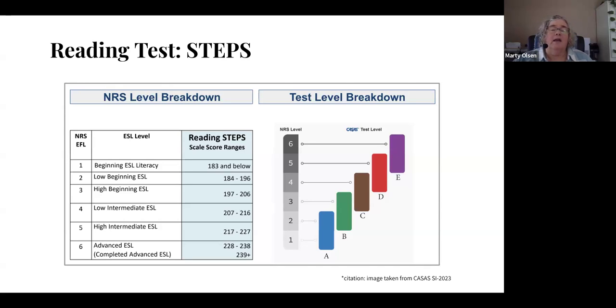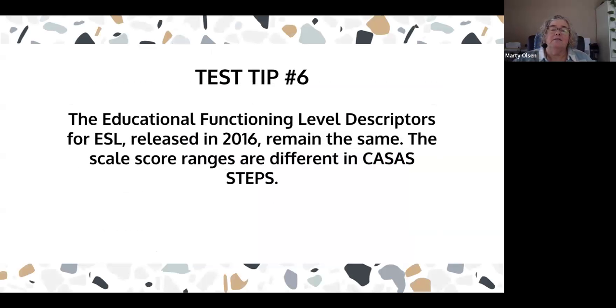If we look at the next slide, we have another test tip. One thing people worried about, and a question I've gotten is, oh no, the scale scores are different. Do we have to make some changes with our educational functioning level? What's going on? I don't understand. Okay, that's another thing, just calm down. Use some of the skills we talked about this morning.